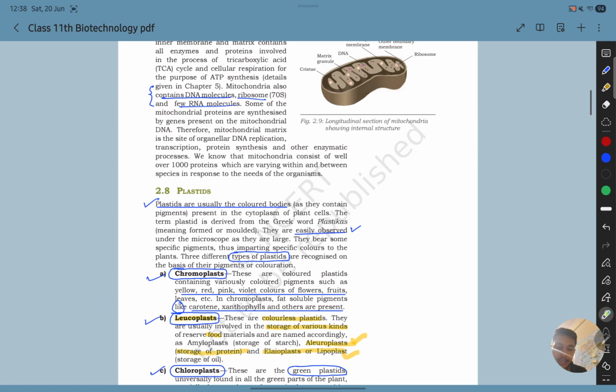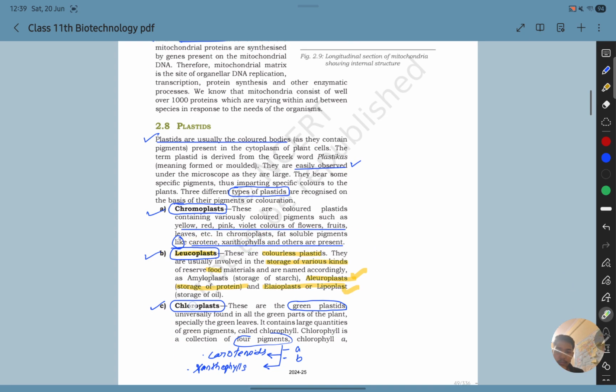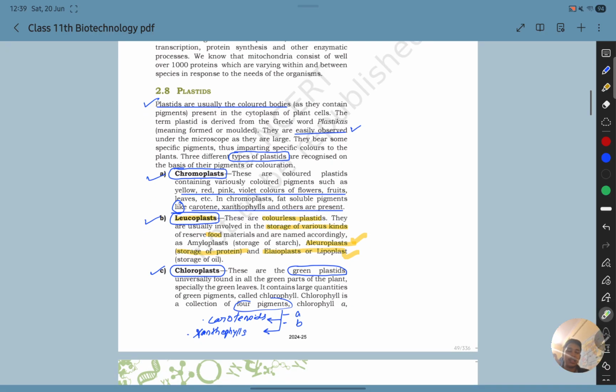Chromoplast is again divided into two types, the carotene and the xanthophylls. If I'm not wrong, the carotene gives red and orange color, and xanthophylls give yellow and other colors. Leucoplast is just like an empty box which is used for the storage of various kinds of food.